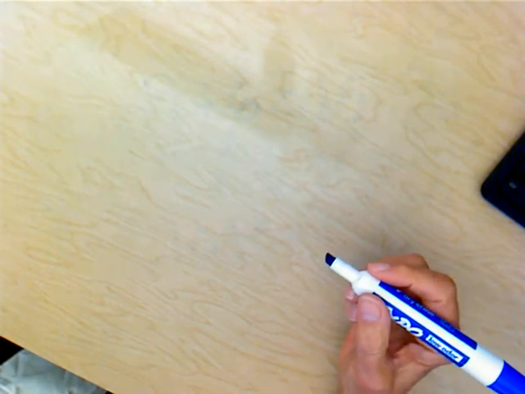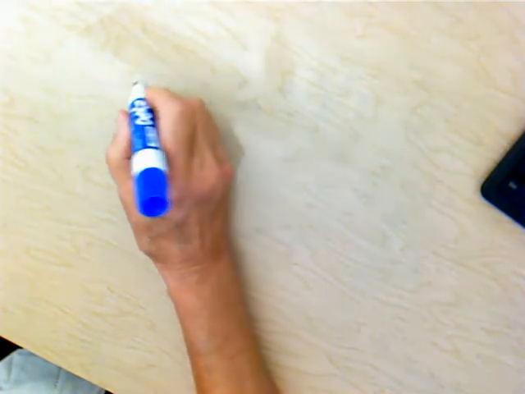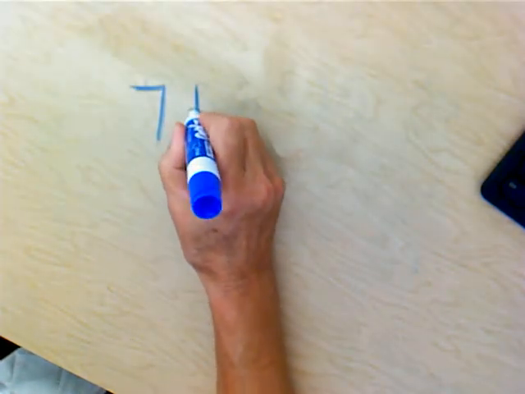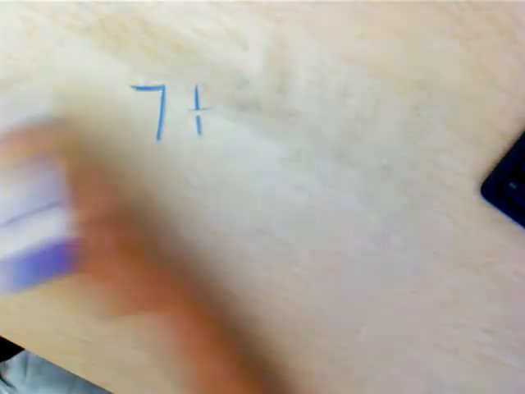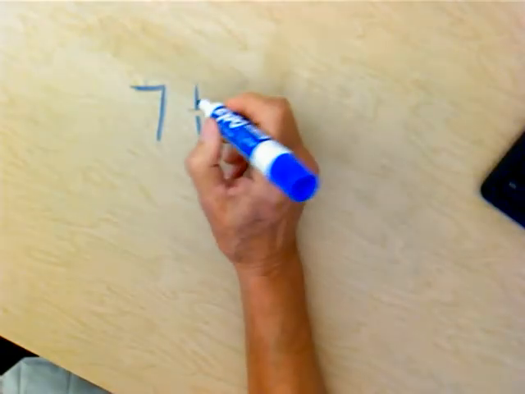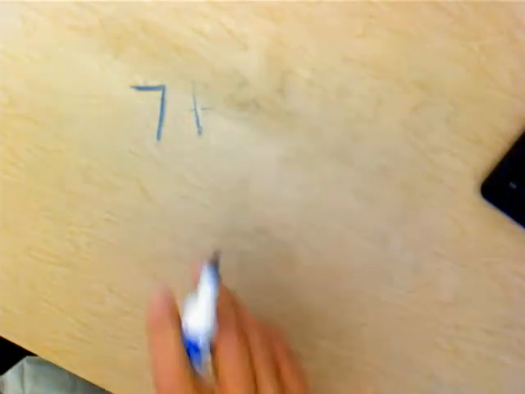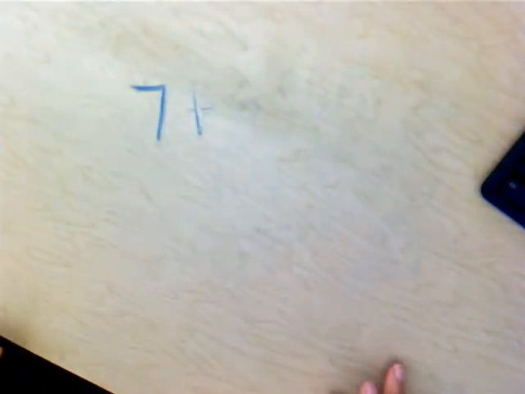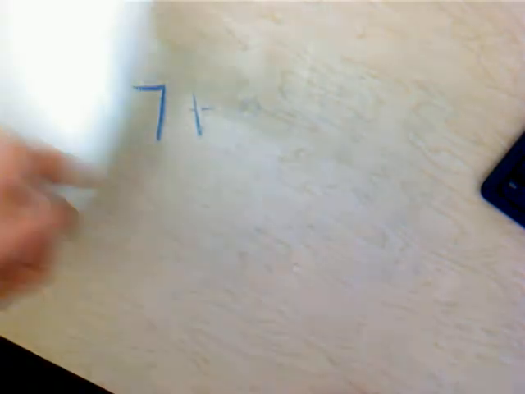Let's do 7 plus, oh boy, that's not dry yet. Got that too wet. Uh-oh, I've got myself a little problem because it's not drying fast enough. That's what you get when you get it too wet, Miss Starr, because then it won't write on your desk. Let's try that again.